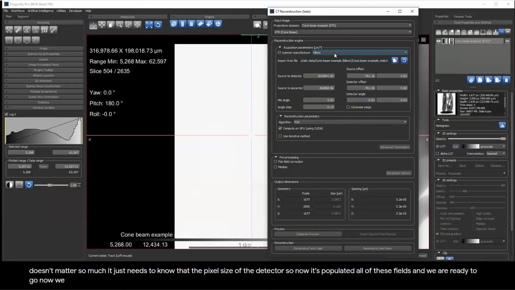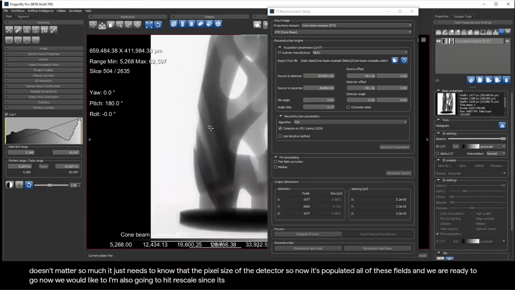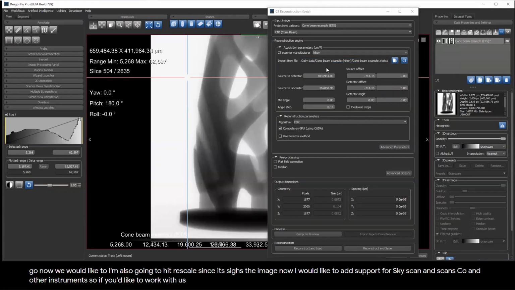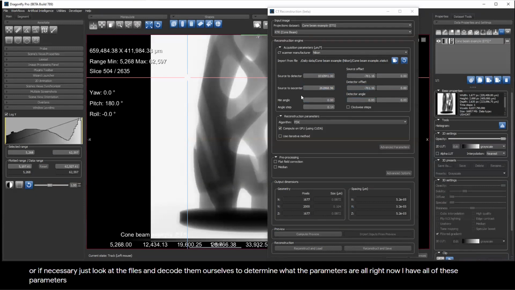Now I'm also going to hit rescale since it's resized the image. I would like to add support for SkyScan, ScanSco and other instruments. So if you'd like to work with us and help identify the instruments that are high priority, then we can work with the vendors, or if necessary, just look at the files and decode them ourselves to determine what the parameters are. All right. Now, I have all of these parameters encoded, so let's move forward.